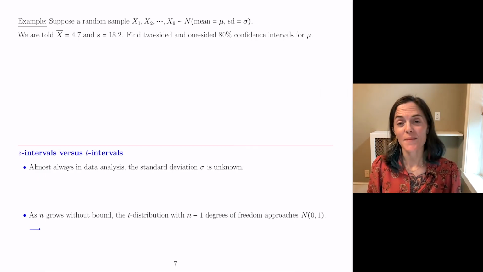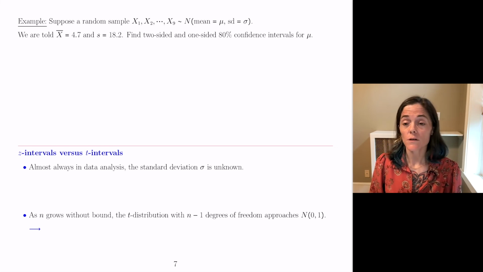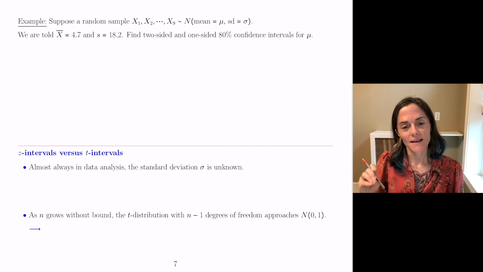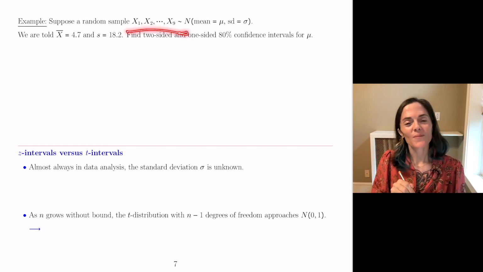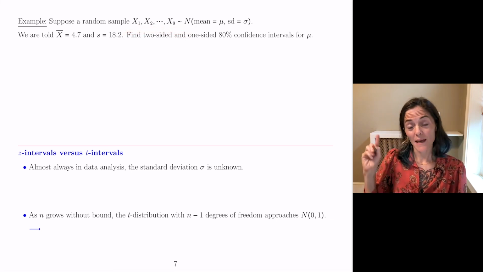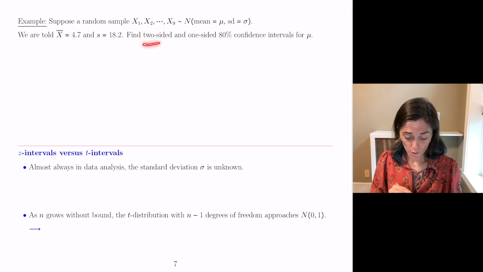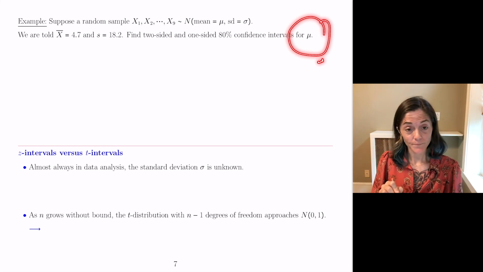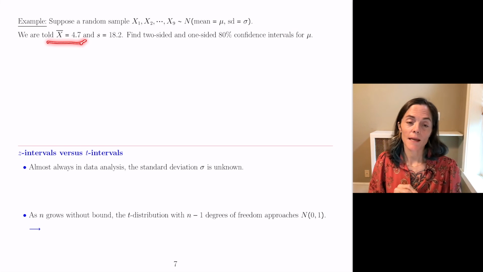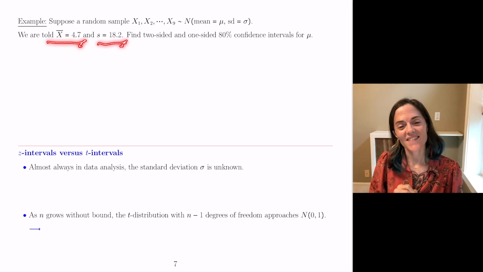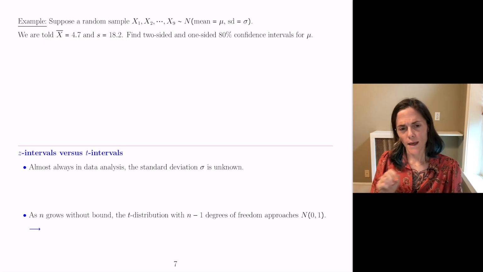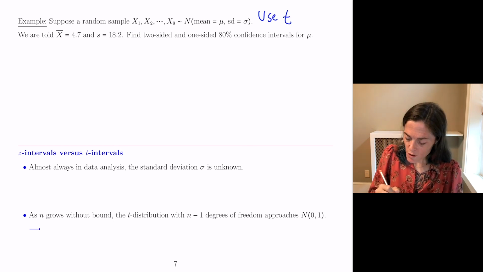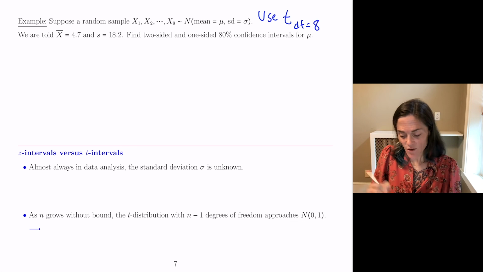So let's do one example where we create some confidence intervals for a population mean mu. Here we do not know the population standard deviation. Okay, so we have a sample of size 9 from a normal distribution, mean mu, standard deviation sigma. We want to find the two-sided and one-sided 80% confidence intervals for the population mean mu. We are told the sample mean is 4.7. The sample standard deviation is 18.2. Okay, so here we're going to use the t distribution with 8 degrees of freedom.